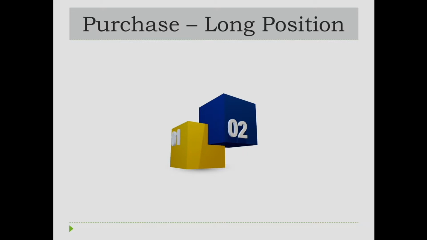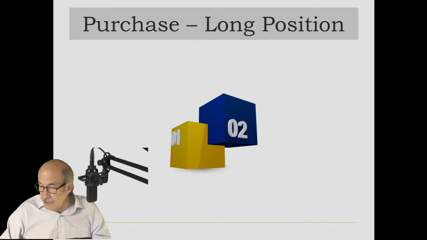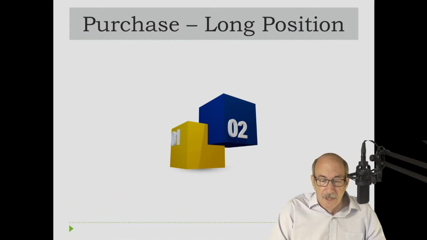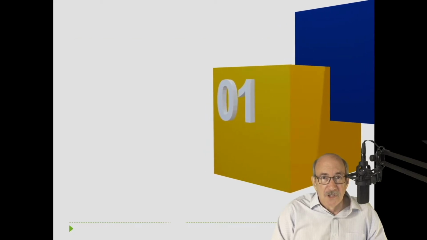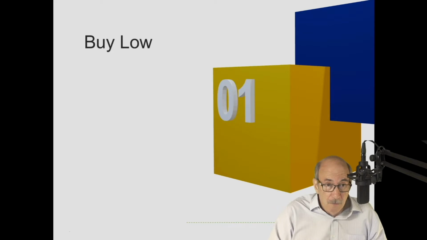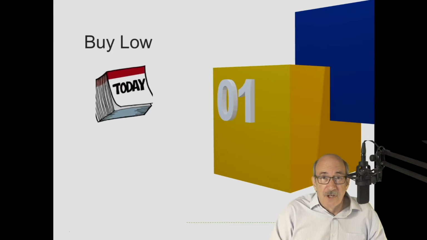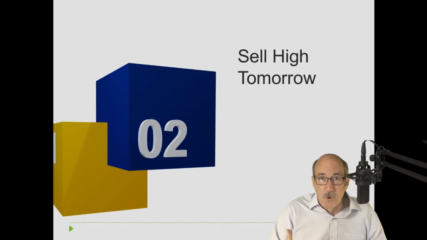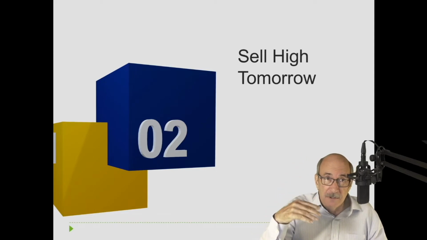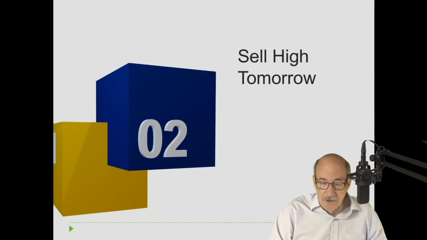All right, so let me come back up here. Let me illustrate this in a more graphical fashion. A long position: we open the position by hopefully buying low, and that is today. And then we close out the position in the future at some point, hopefully at a higher price. The difference, obviously, is our dollar gain.